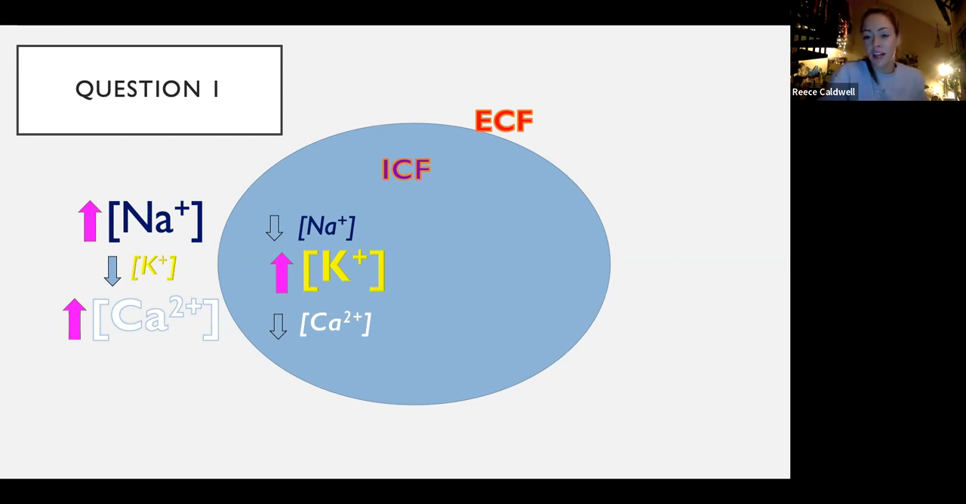Now let's look at our gases. We have oxygen and carbon dioxide. What we see is that oxygen is going to be in higher concentrations outside of the cell and lower concentrations inside of the cell. Opposing oxygen is carbon dioxide, and we see that it's lower outside of the cell and higher inside of the cell. That would make sense because carbon dioxide is a byproduct of metabolism.